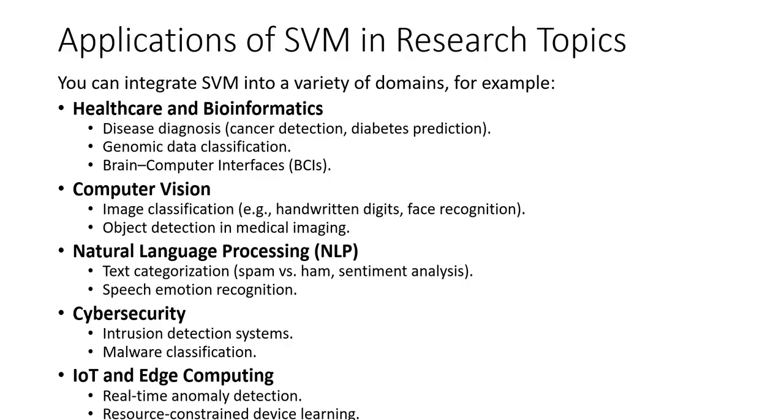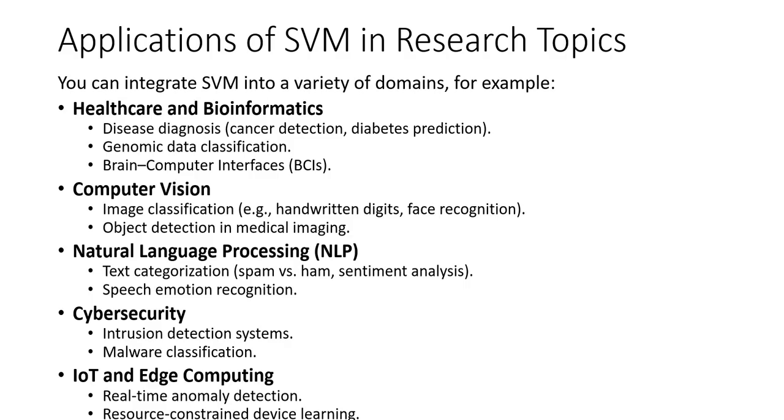Another important application is genomic data classification. Researchers can use SVM to classify genetic patterns and identify relationships between genomic features and particular diseases. SVM is also useful in brain-computer interfaces, or BCI, where brain signals can be classified to control external devices. Therefore, SVM provides researchers with a powerful approach for solving various healthcare classification problems.